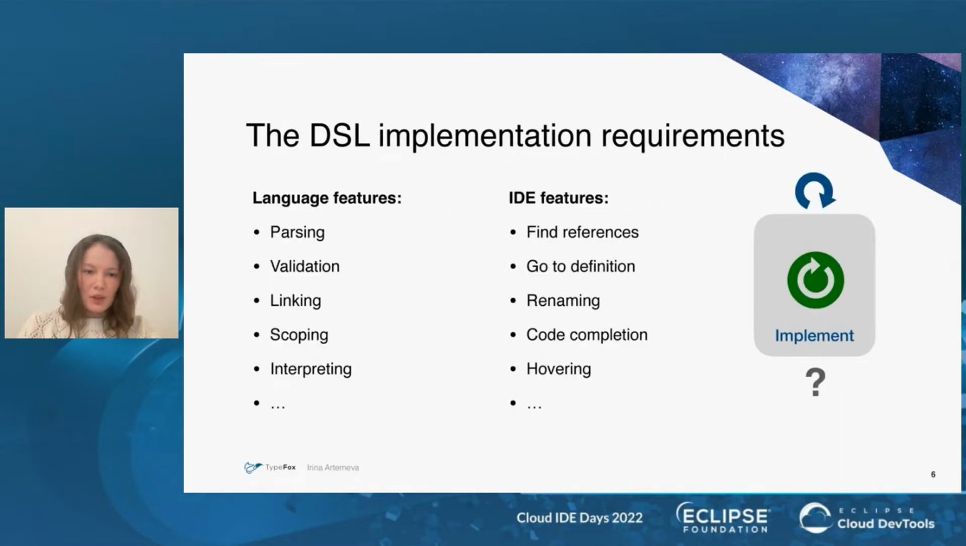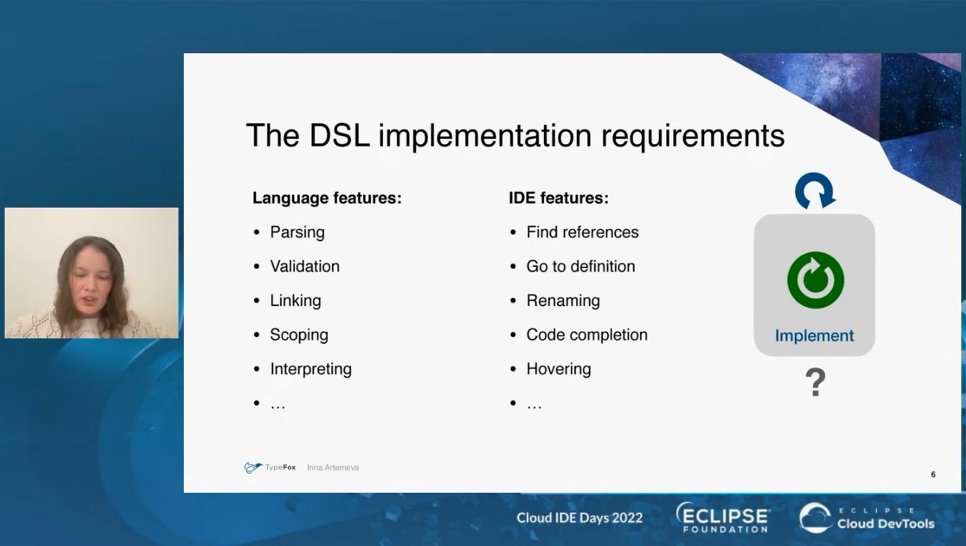To say that your DSL is implemented, you need to satisfy many requirements. Basically, they can be divided into 2 sets: language requirements and IDE requirements. Language requirements are related to the language functionality, so, how to take the plain text of your DSL and transform it into something functional. It includes such things as parsing, validation, linking, scoping, interpreting, and many other things.